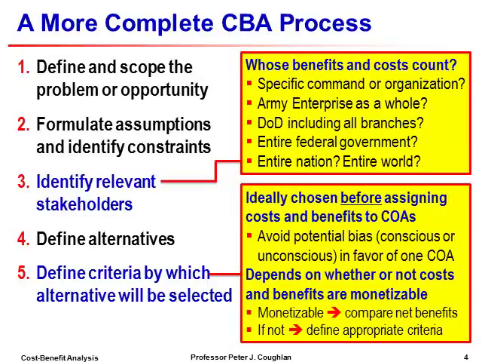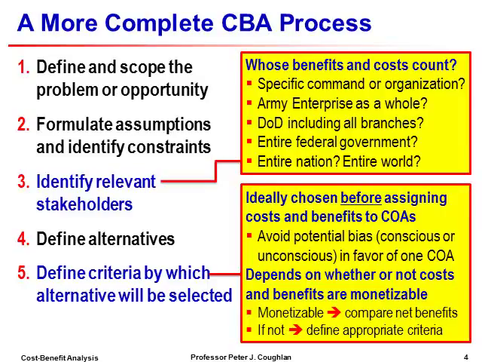So in order to avoid potential bias, whether it be conscious or unconscious, in favor of one course of action or a selected set of courses of action, or against one course of action, right? You really should choose the decision criteria before you assign costs and benefits, right? Sort of blindly, sort of blind justice, if you will.